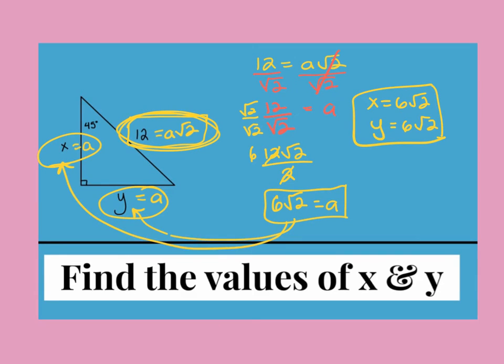So those are the two different scenarios with 45, 45, 90. Either you get given one of the legs, which is the A, like the last one, or you get given the hypotenuse, which you have to set equal to A root 2 and divide.